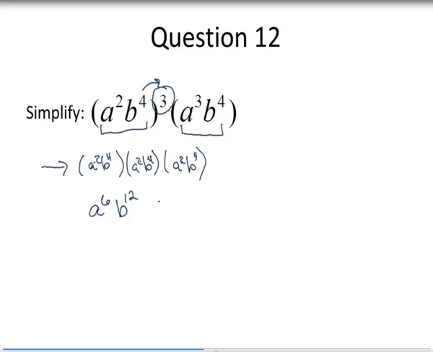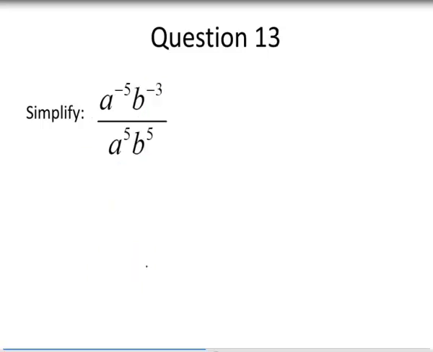This second parentheses doesn't have any exponents on it, so you can just drop them. We have a cubed b to the 4th. Now we need to put the a's together. This is multiplication. So what's the shortcut? When you multiply the same base, what do you do with these exponents? You add them. So we have a to the 9 and b to the 16. 12 plus 4 is 16. Are there any questions about that one?